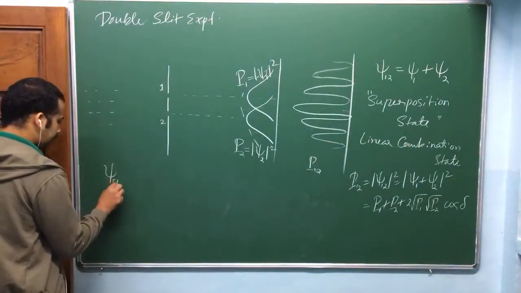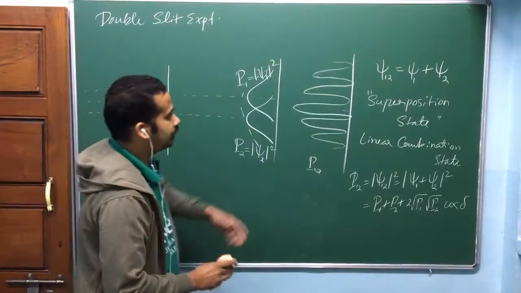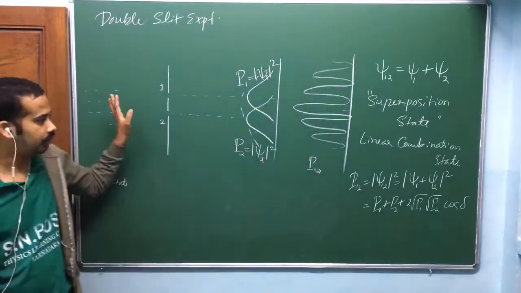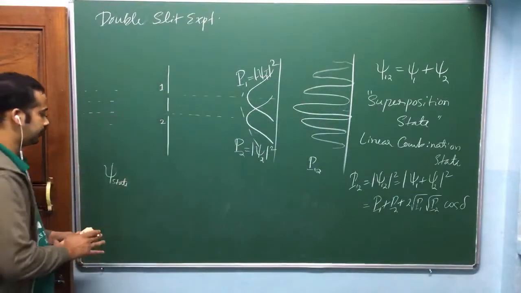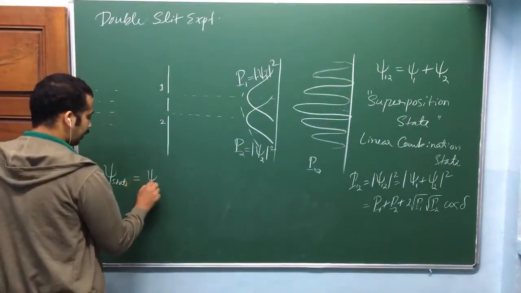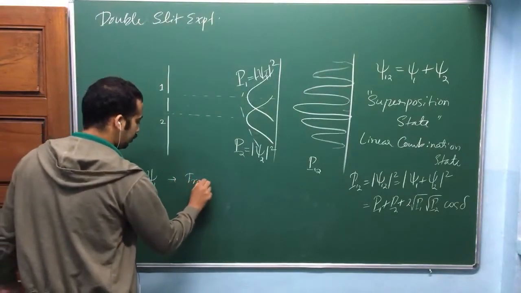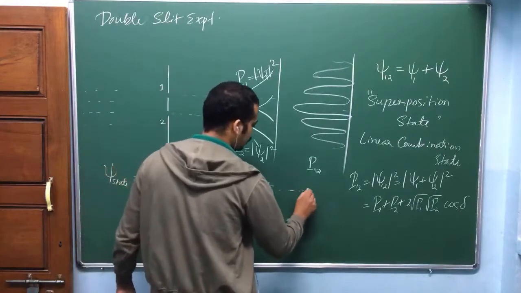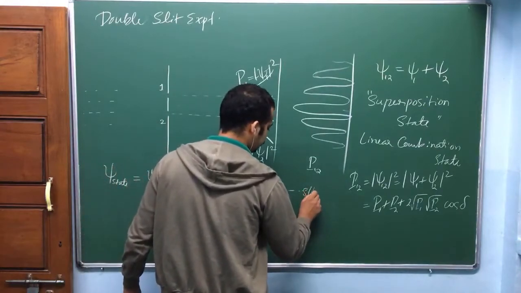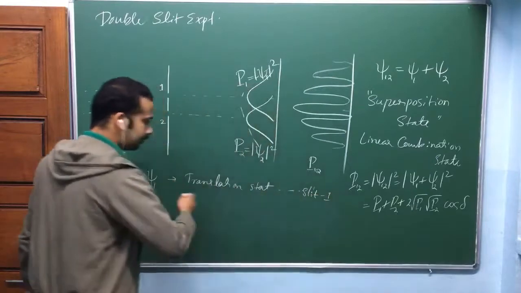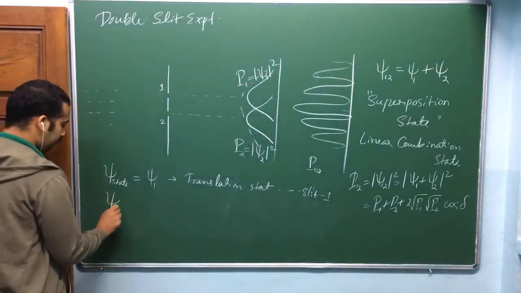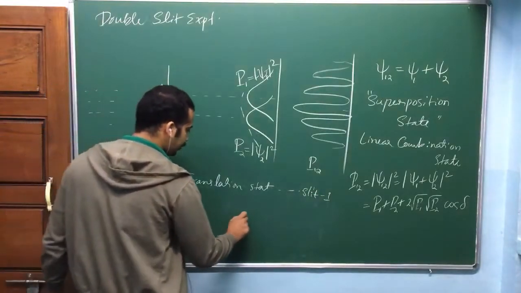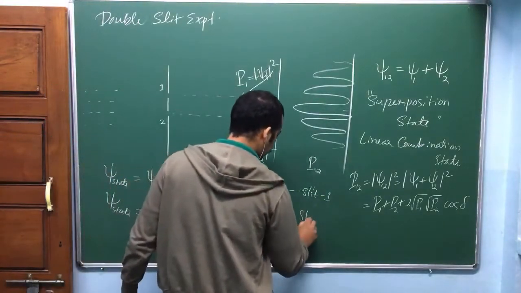The state of the electron which is received on the screen, the possible state of the electron received on the screen. I am not worried about other electrons which are hitting other parts. The state of the electron can be psi 1. What is this one? I told you, it is the translational state of the particle that passes through slit 1, am I right? I am not writing full sentences. So the state of the electron can be psi 2, that means the translational state of the particle that passes through slit 2.